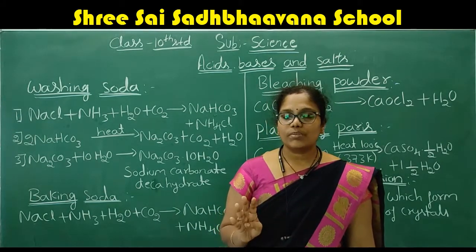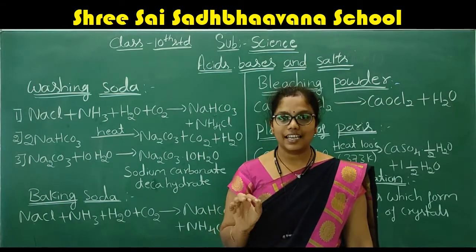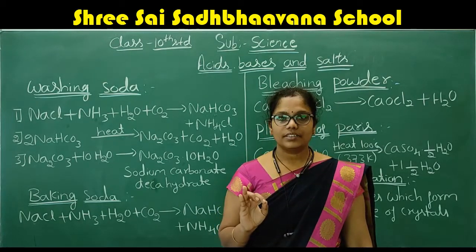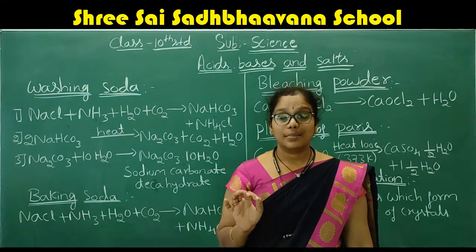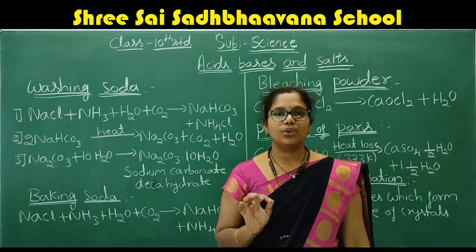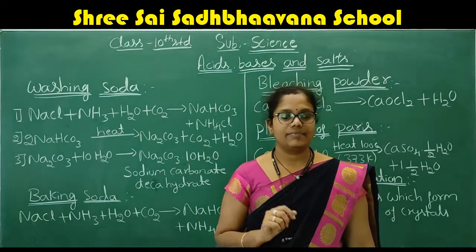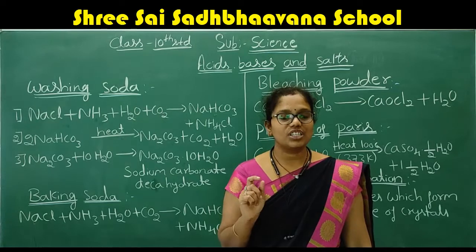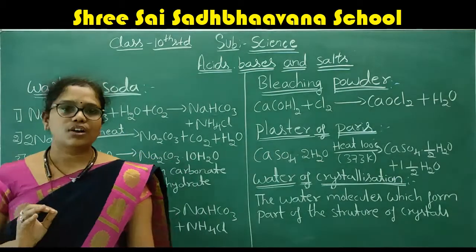What are the 4 important properties of washing soda? First one, washing soda is a crystalline solid. Second point, washing soda is soluble in water. Third point, washing soda solution turns red litmus paper to blue. It indicates that the washing soda solution is a base. And the fourth point, washing soda is used as a detergent. These are the 4 important properties of the washing soda.